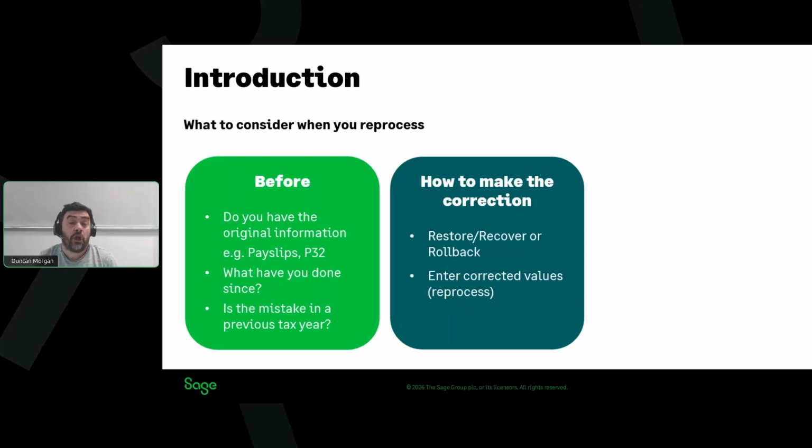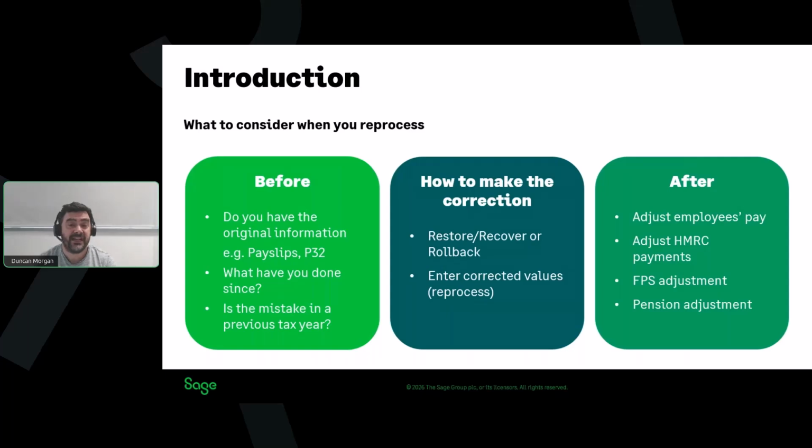You will then need to enter the corrected values for each period that you rolled back, and then you would produce new reports for each of those periods. Once you've completed the correction and reprocessed up to date, you would calculate any adjustments to things like your employees' pay and HMRC payments, and then inform the relevant people. HMRC will need an FPS adjustment following a correction, and your pension provider will also need to know about any differences to pension contributions as a result of a correction.